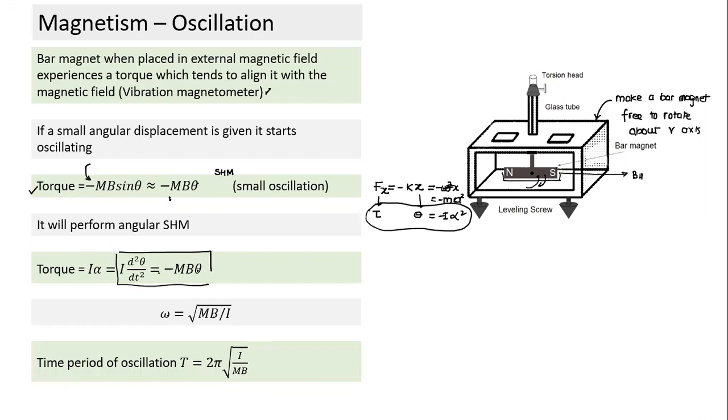Those who understand this one, there's no need to memorize this formula. If you can come to this formula in 10 seconds, no need to memorize. Those who are not so good, this formula you can memorize. What is the time period of oscillation? 2 pi root I by mB.